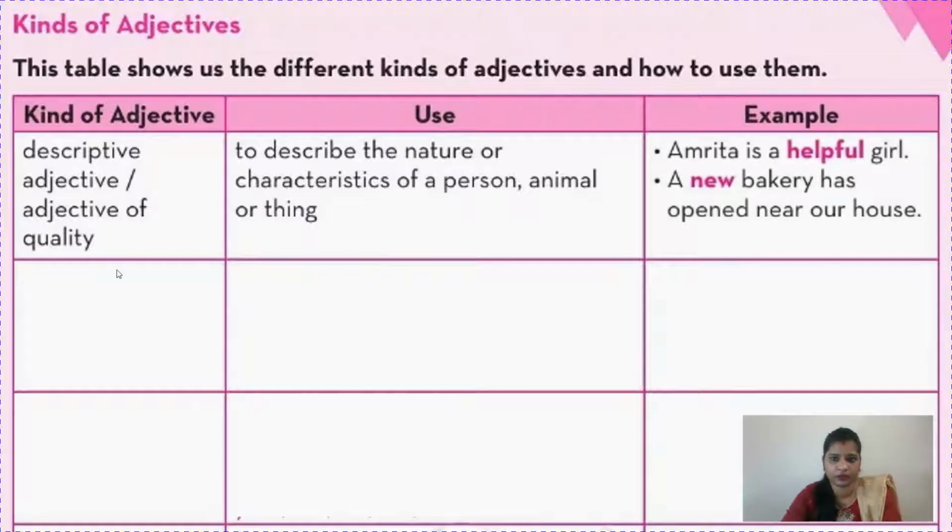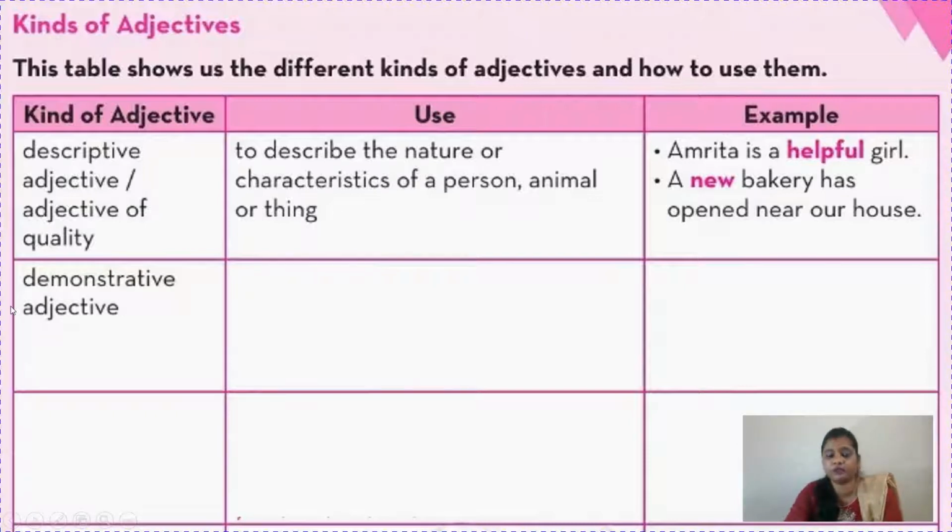Like example, Amrita is a helpful girl. So here we have seen girl is a noun. And what is a quality? What is the nature of helpful? So helpful is an adjective. In the same way, a new bakery has opened near our house. Bakery is a noun. And what is the quality about this bakery? So new. So new will become an adjective.